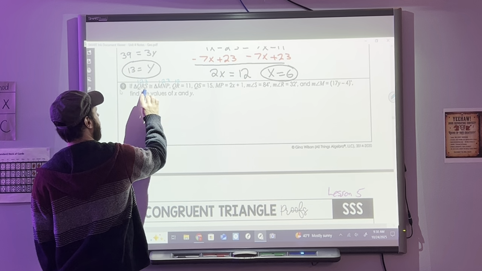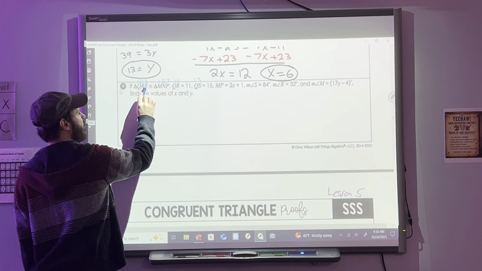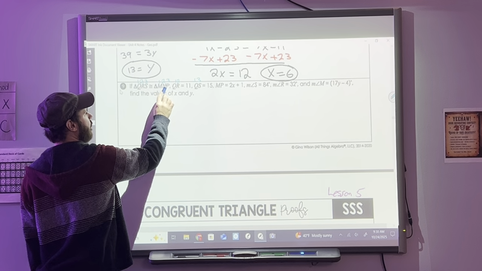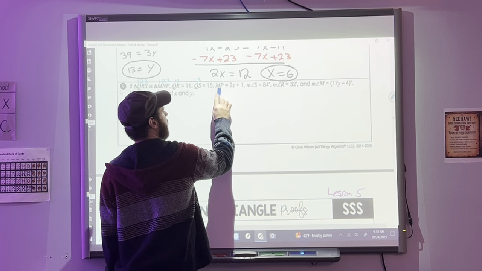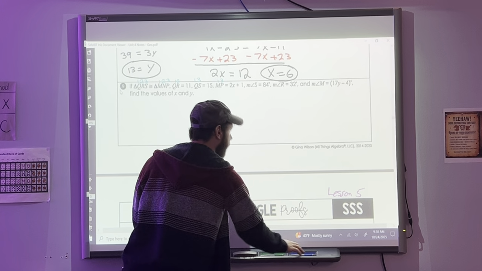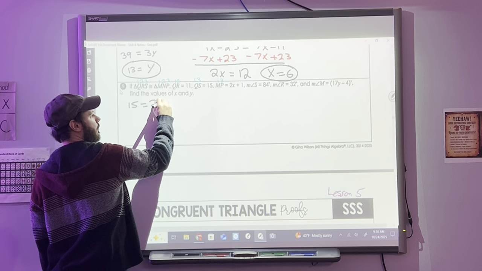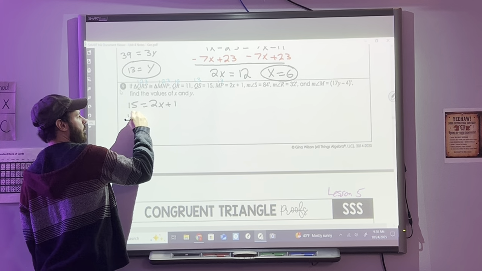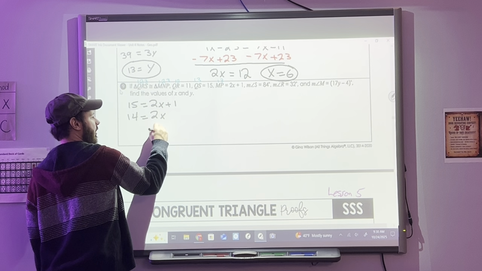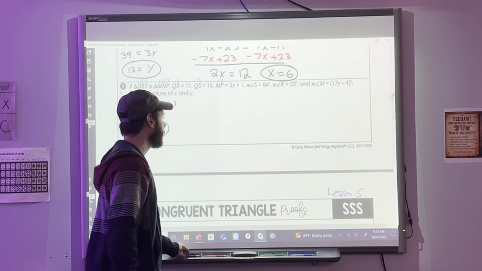QS, that's 1, 3. QS is 1, 3. That is MP over here. Is there an MP? Yes, right here. Those two pieces are going to equal each other. Let's figure out that right now. 15 is equal to 2x plus 1. Subtract the 1. 14 is equal to 2x divided by 2. X is equal to 7. All right, that one's over.